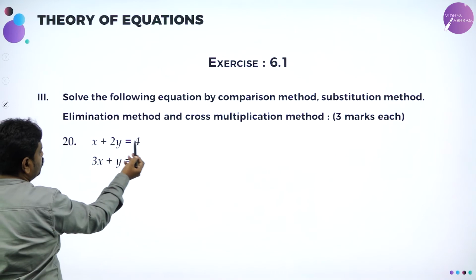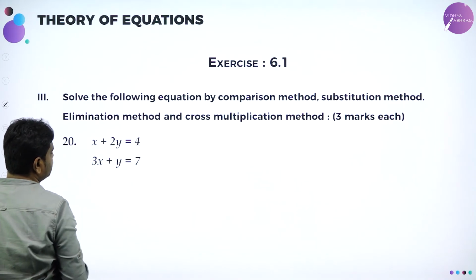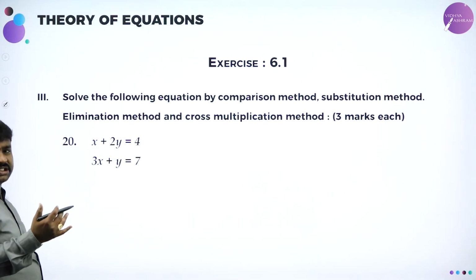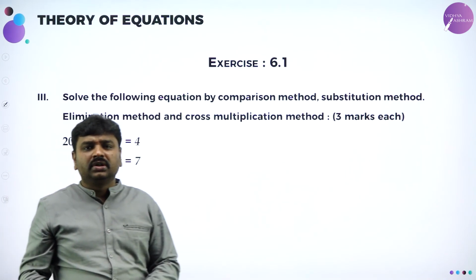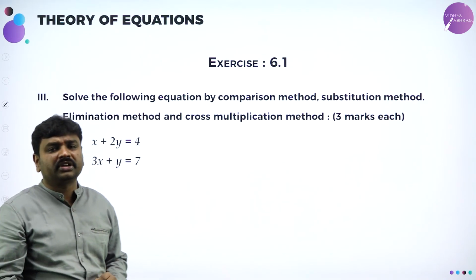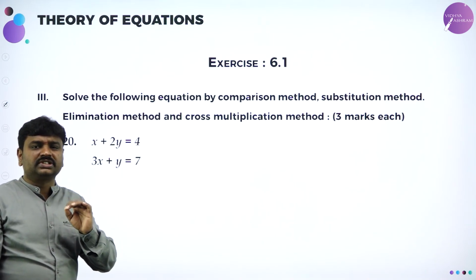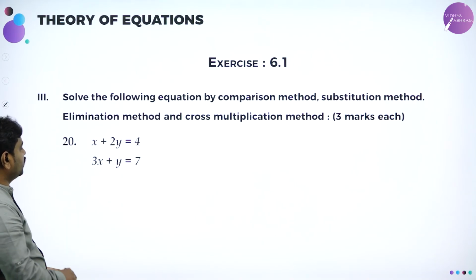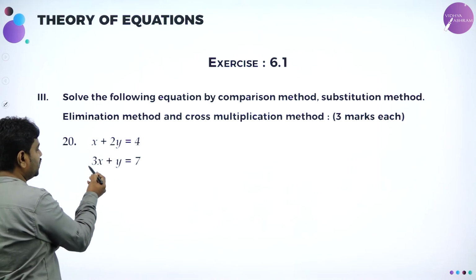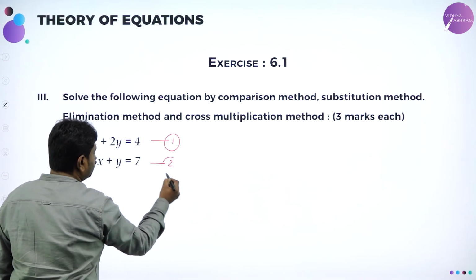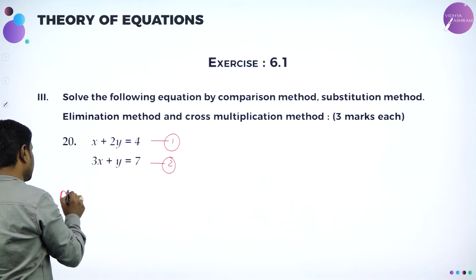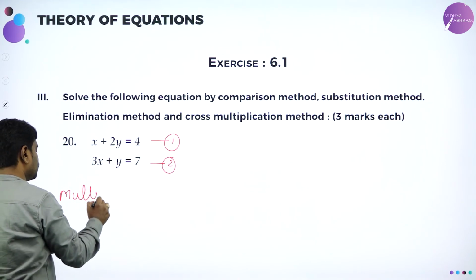Problem 20, x plus 2y is 4, 3x plus y is 7. Make the coefficient same and solve by the same method that we have done. So what you should do? You have to make the coefficient same. How to make the coefficient same? Observe the coefficient. What is the coefficient of x here? 1. But here 3. So just you multiply. Call this as equation 1. Call this as equation 2. And multiply equation 1 with 3.